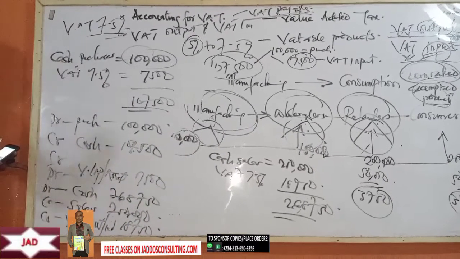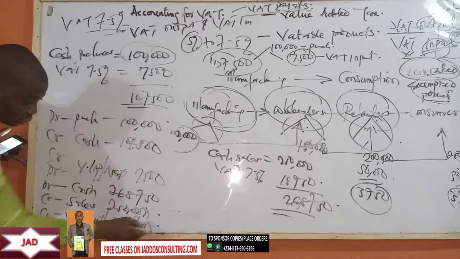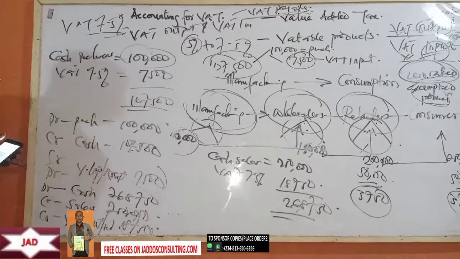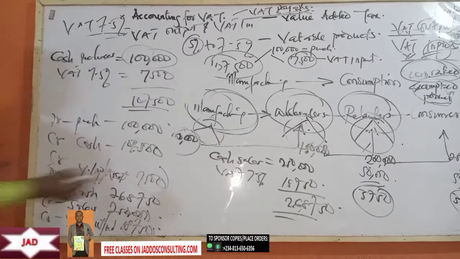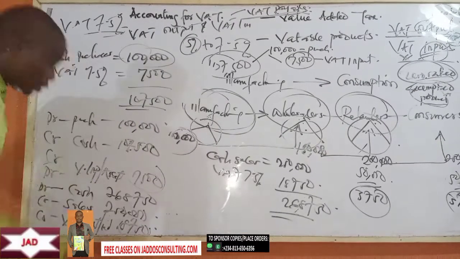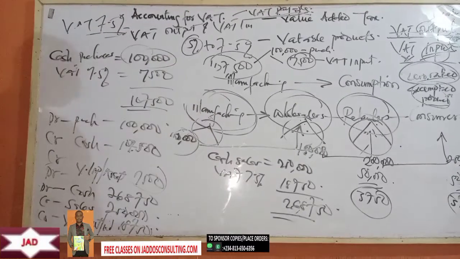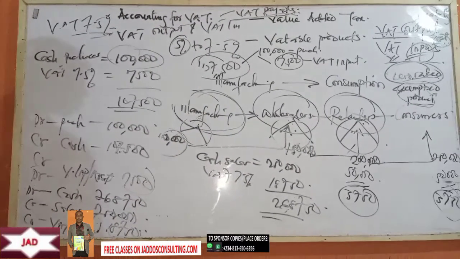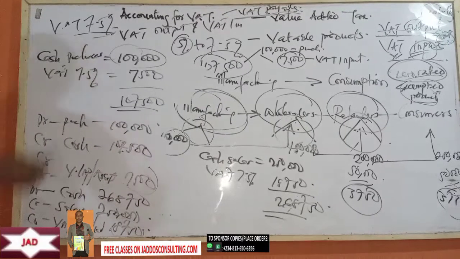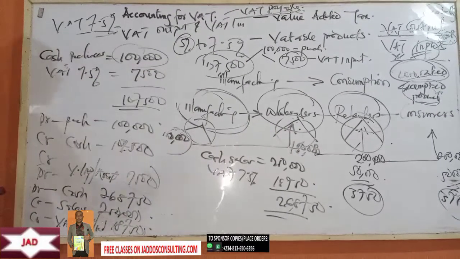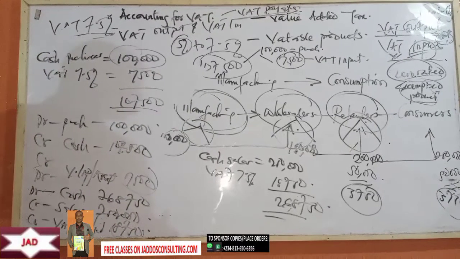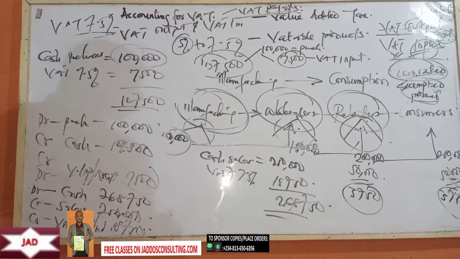So when you want to remit, you compare your output with your input. The difference is what you're going to pay to inland revenue. You can even do a provision. At the end of the day, you credit your cash and then debit the respective account. Do you understand what I'm trying to say?